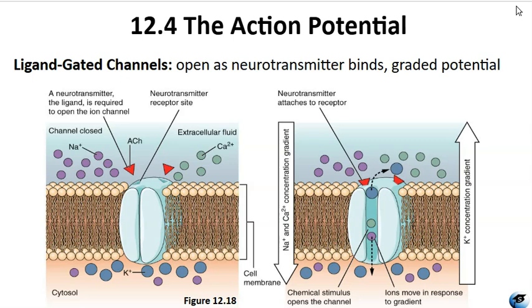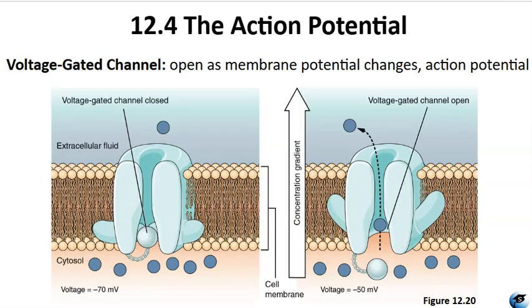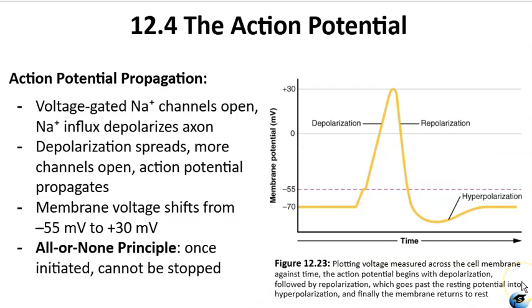For example, ligand-gated channels open when a signaling molecule, such as a neurotransmitter, binds to them. These channels are found on dendrites and the soma, and they play a key role in generating graded potentials. Voltage-gated channels respond to changes in membrane potential and are important for initiating and propagating action potentials. They are located along the axon. Action potentials are electrical signals generated by ion movement across the neuron membranes.